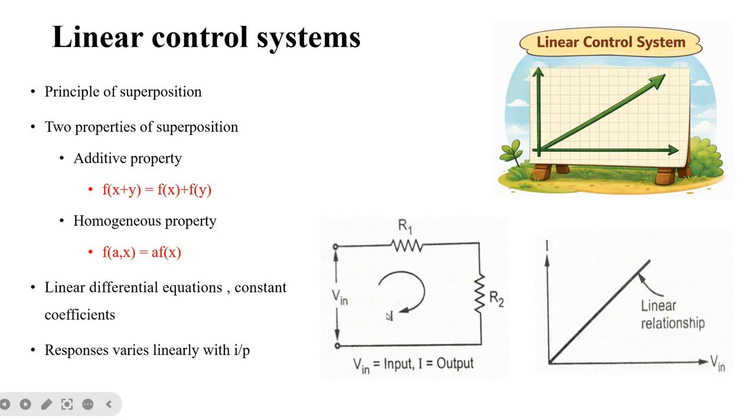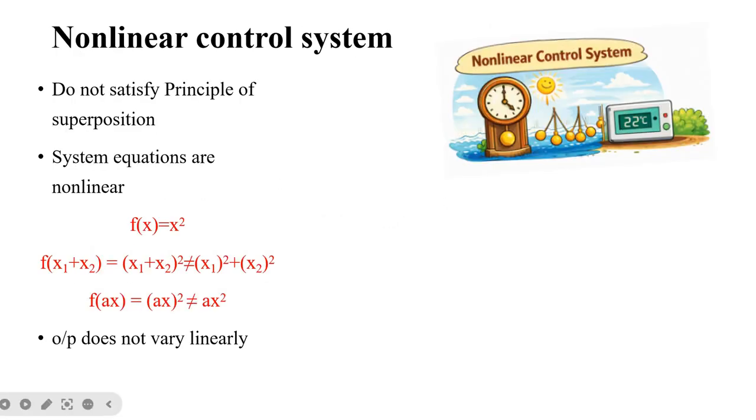So here this is the response for this electrical network, which is linear. Therefore there exists a linear relationship between the input and the output. So this is about the linear control system. Next is the non-linear control system.